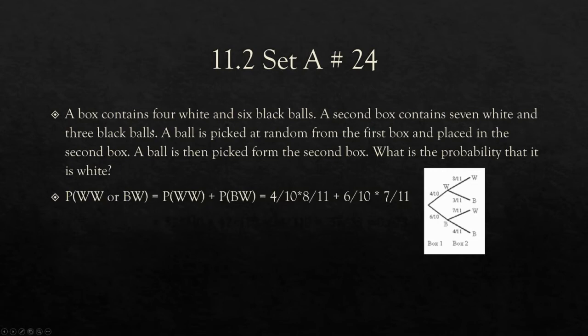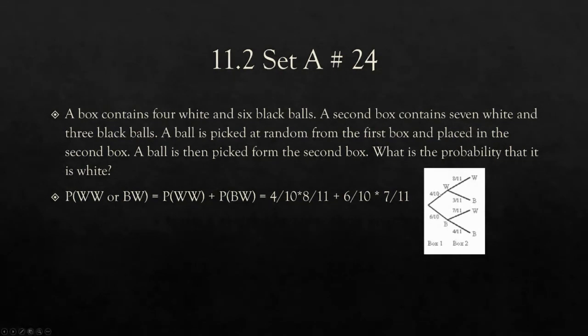Okay, so first, let's see. The initial box had 4 white and 6 black, so there were 10 balls altogether. And so the probability of drawing a white ball from the first box is 4 out of 10, and the probability of drawing a black ball from the first box is 6 out of 10. And remember, you're going to take a ball out of the first box and put it into the second box.